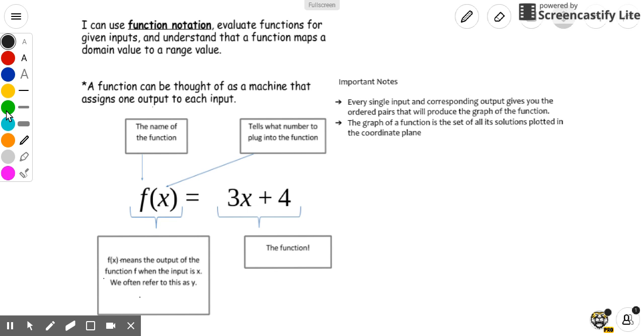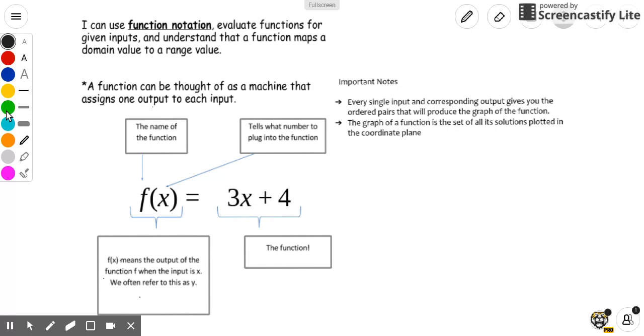The learning goal today is I can use function notation to evaluate functions for given inputs and understand that a function maps a domain value to a range value. So the last couple of days, we've been determining whether something is a function. Now we're going to know that this is a function, and we're going to use function notation to evaluate these.